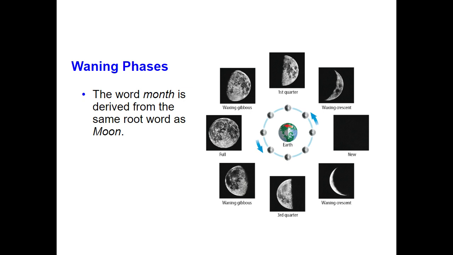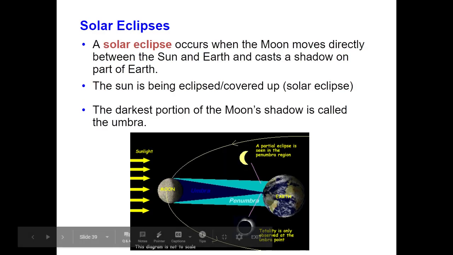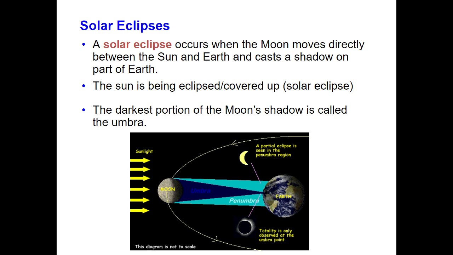The word month is derived from the same root word as moon, and that's why we call it a month. So, eclipses. Eclipses occur when the moon, sun, and Earth are directly in line with one another. It is either when the Earth casts a shadow on the moon or when the moon casts a shadow on the Earth.